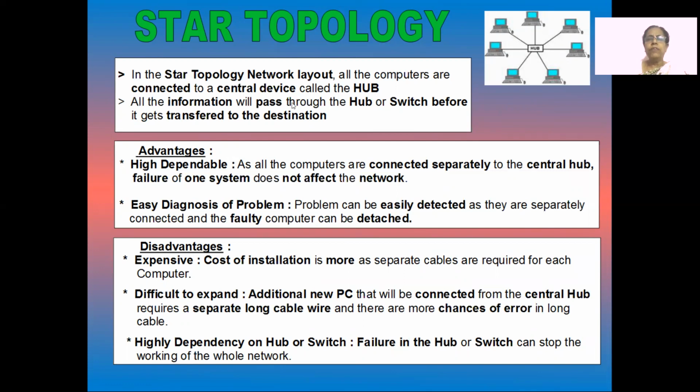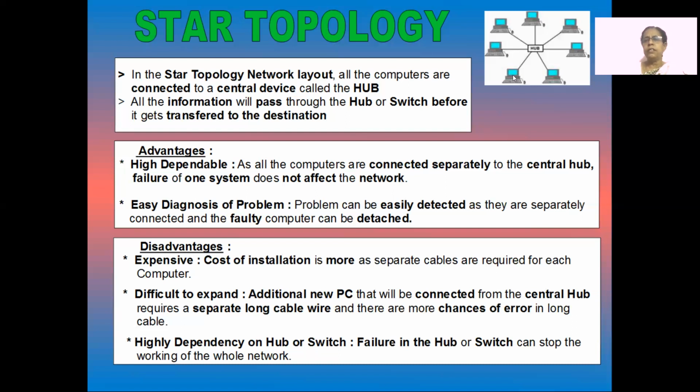And so every information that goes from one computer to another has to go through the hub, then it will be sent to another computer, to the destination. If I want to send message from this computer to this computer, it has to go through the hub, then it goes to the destination point.